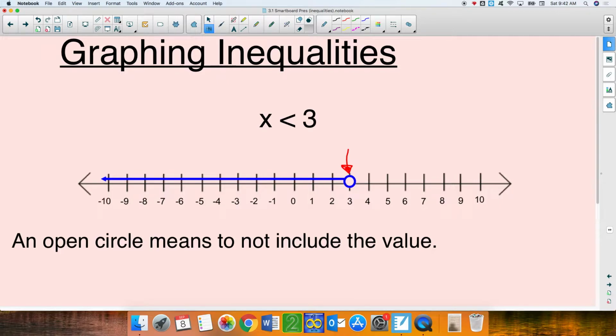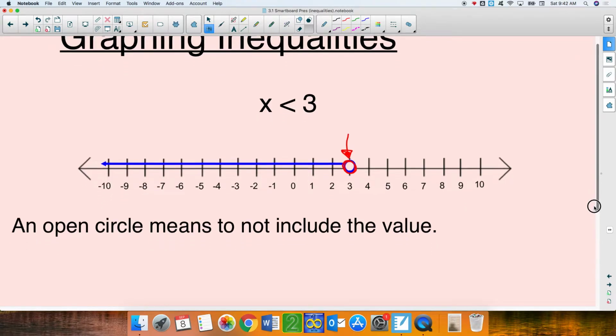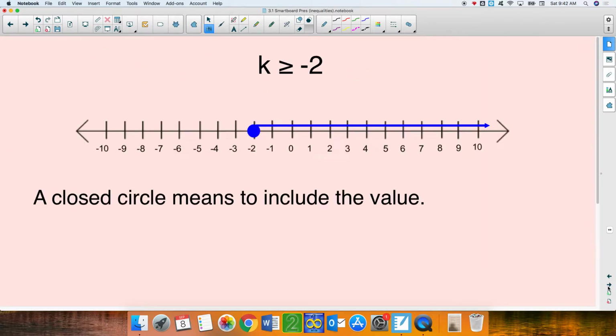So if we're talking about graphing x less than 3, we're not including 3, so our circle is going to be open. However, if I have an equal to on my inequality, right there, that equal to, then I want to include that value, and so I would shade in my circle, and we call that a closed circle.